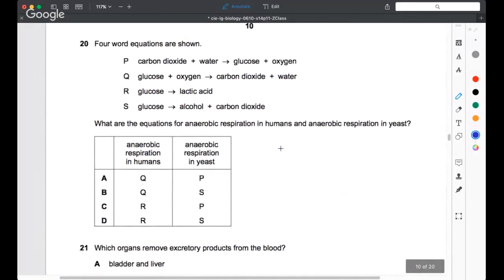Four word equations are shown. Which are the equations for anaerobic respiration in humans and anaerobic respiration in yeast? So anaerobic means no oxygen, so we can rule out this one, no oxygen.